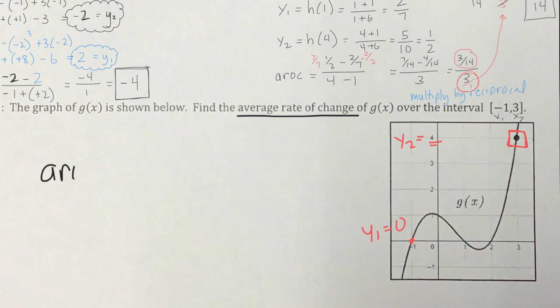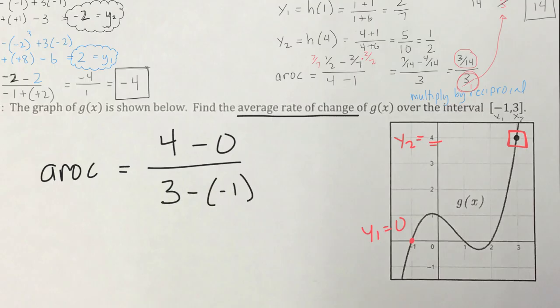So our average rate of change, AROC, y2 of 4 minus y1 of 0, divided by x2 of 3 minus x1 of -1. Y minus y over x minus x. So 4 minus 0 is 4. 3 minus a negative is plus, is also 4. 4 divided by 4 is 1.